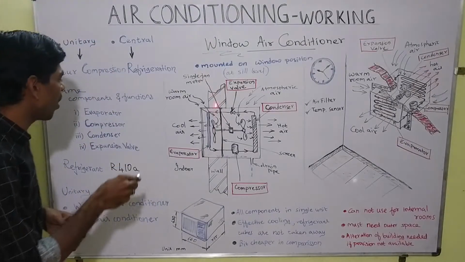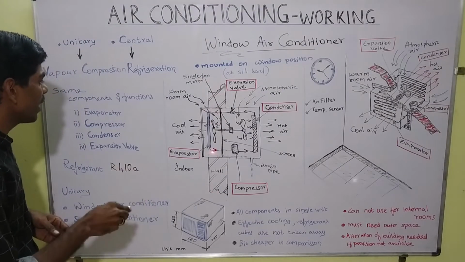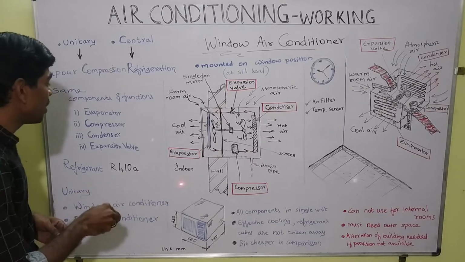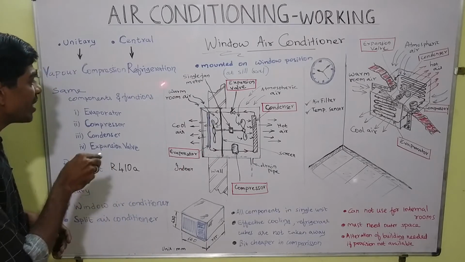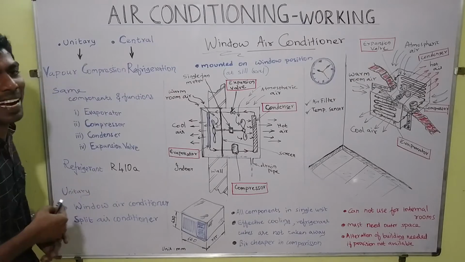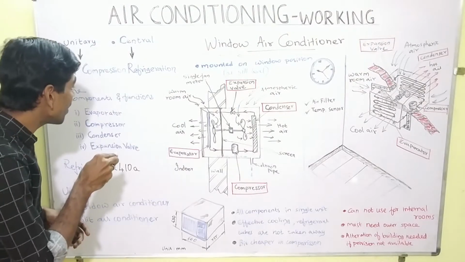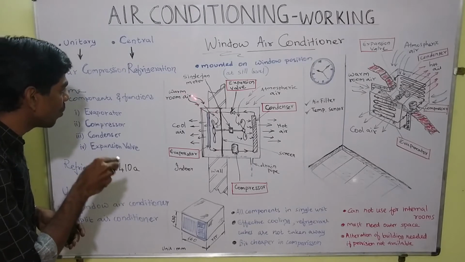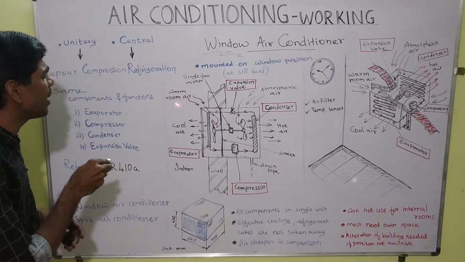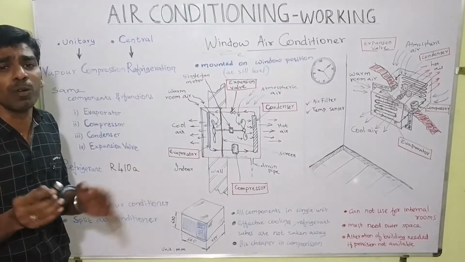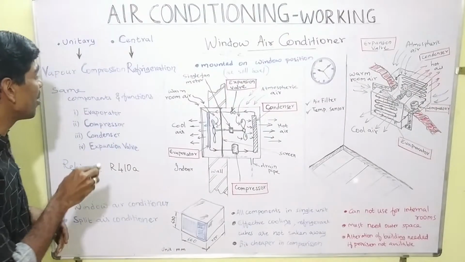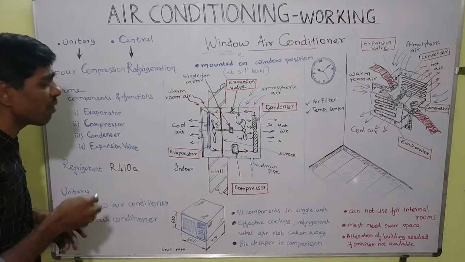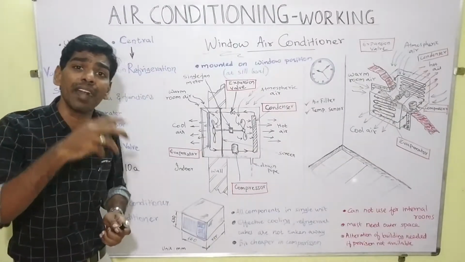Now we look at the working of it. Here we have the wall, and the window air conditioner is mounted here. This is the indoor, the room which needs to get air conditioned. The air from the room is drawn in. Actually, it will be warm air at the initial stage. It will be taken in and blown with the help of a fan towards the evaporator.